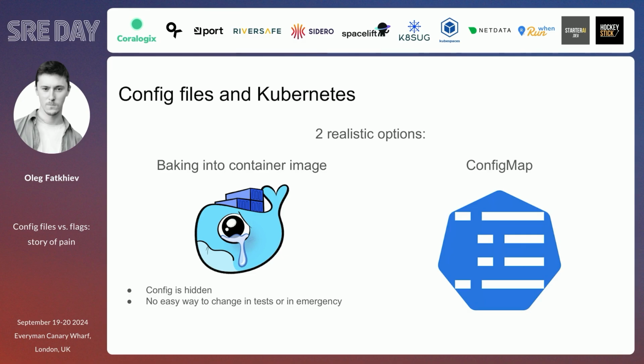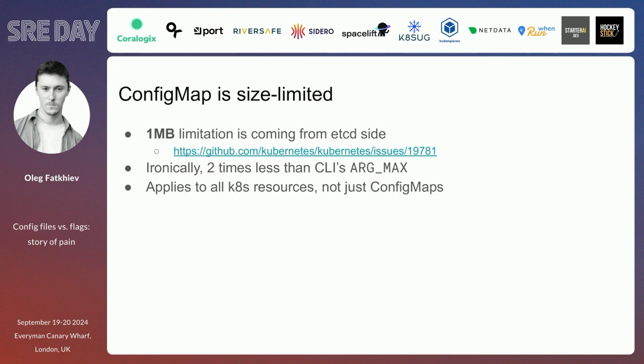And the second one is the option that was designed for config files, the config map, right? The first problem with config maps is that they're size limited. The limitation comes from the etcd side, which is just 1 megabyte, which again, I think is fine. And it's pretty ironic because it's 2 times smaller than the run command limit on Linux. But it applies to all the resources, not just config maps. So it applies to your deployment and the pods as well. So your run command is not going to be bigger than 1 megabyte anyway. So it's not a big deal.